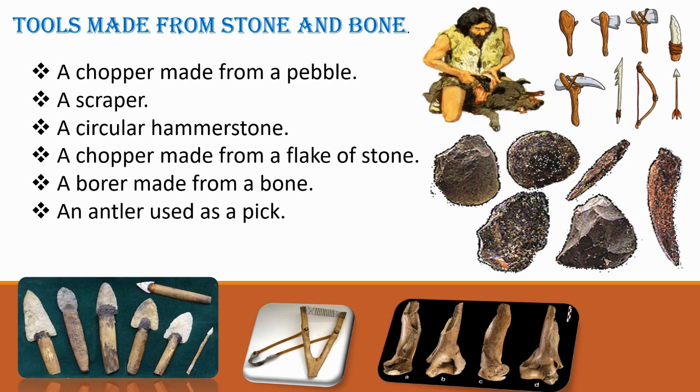A circular hammer stone is the archaeological term used for one of the oldest and simplest stone tools humans ever made. A rock used as a prehistoric hammer to create percussion. It is also used by wild chimpanzees to crack nuts.